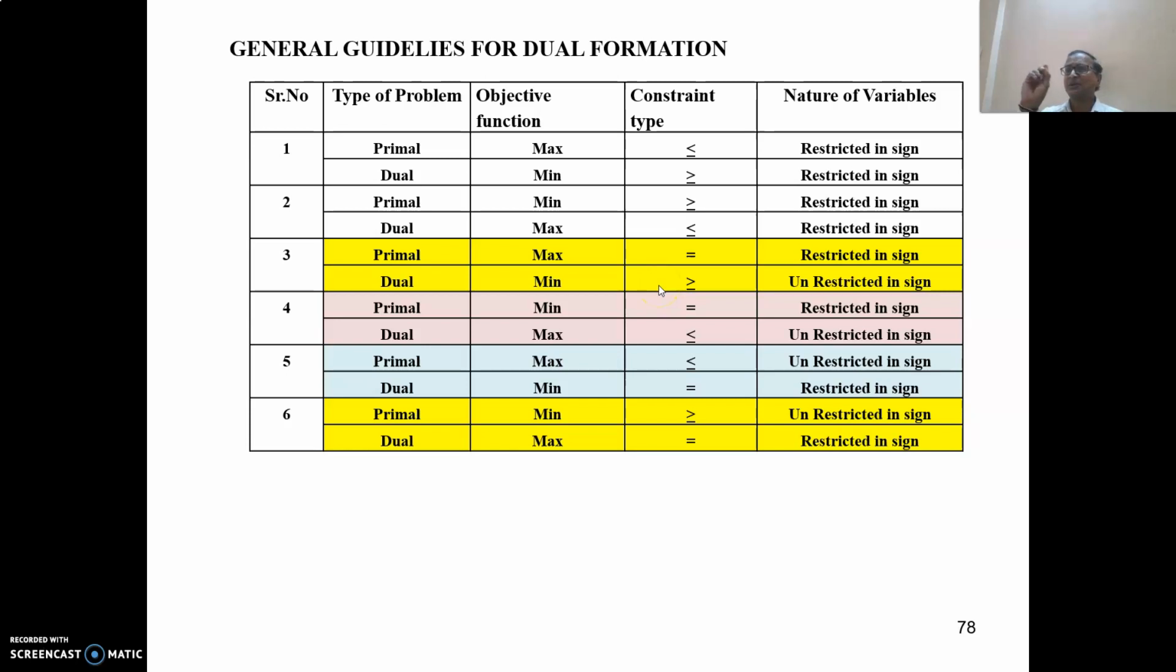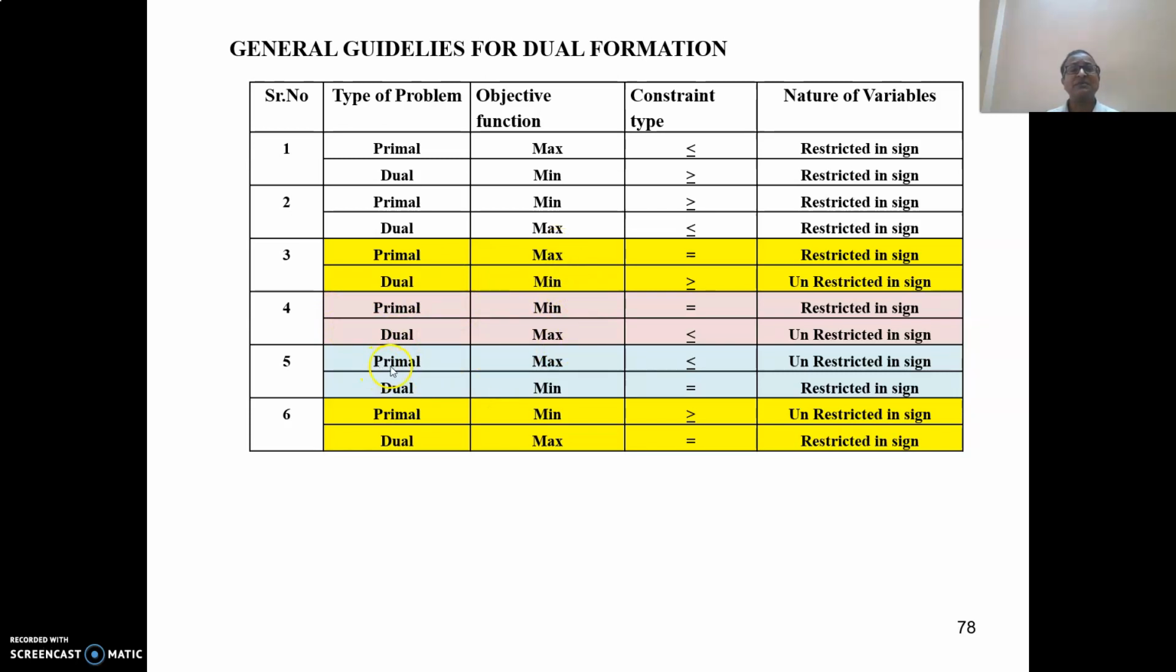because when an equation is of equal to type, you have to write two constraints, one of less than type and another of greater than type. I will explain once again when you see the examples. Case 4: the primal objective function is minimization, its corresponding dual is maximization, and for this the constraints are equal to type, and in the dual the variables become unrestricted, with less than type constraints. Cases 3 and 4 are exactly opposite to each other.